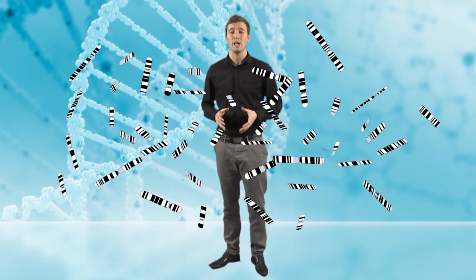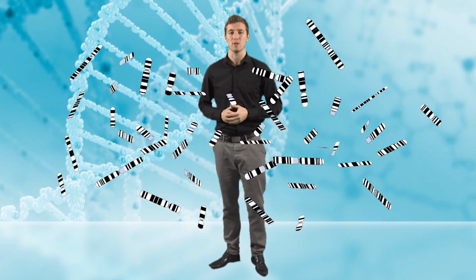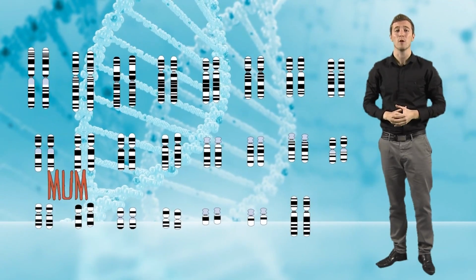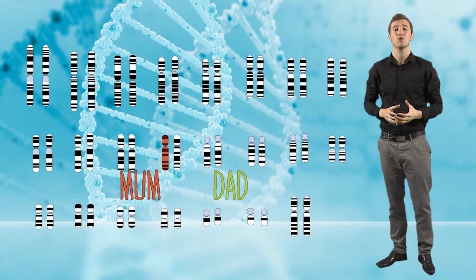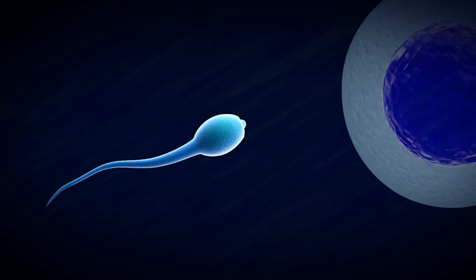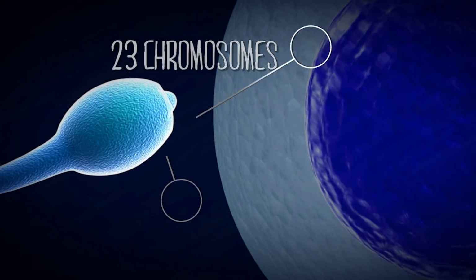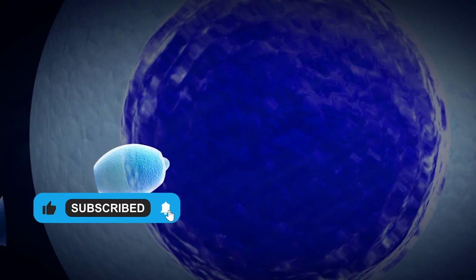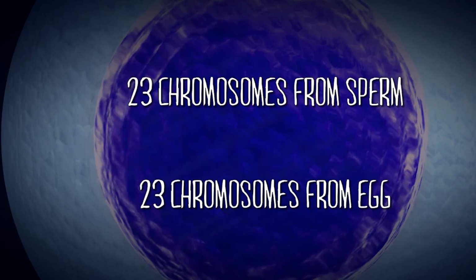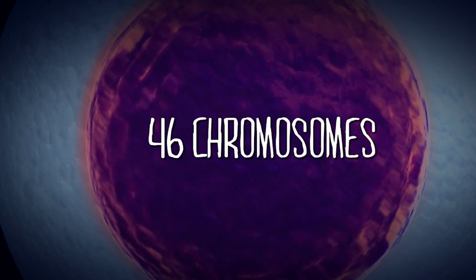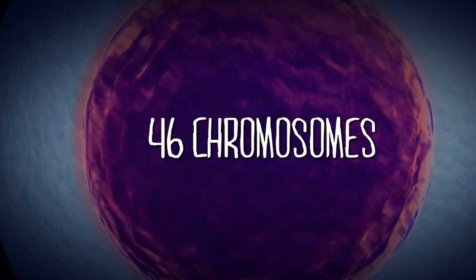In the nucleus of most cells in our bodies, we have 23 pairs of chromosomes. Let me just arrange these into pairs. Each pair is made up of a chromosome from your mum and a chromosome from your dad. The chromosomes come from the nuclei of the sperm and egg cell that fuse together during fertilization. Each sex cell contains 23 chromosomes. The cell that is formed and all human body cells contain 23 pairs or 46 chromosomes.